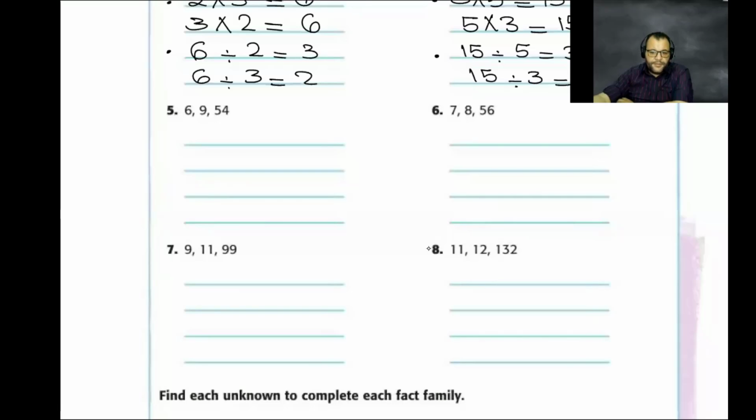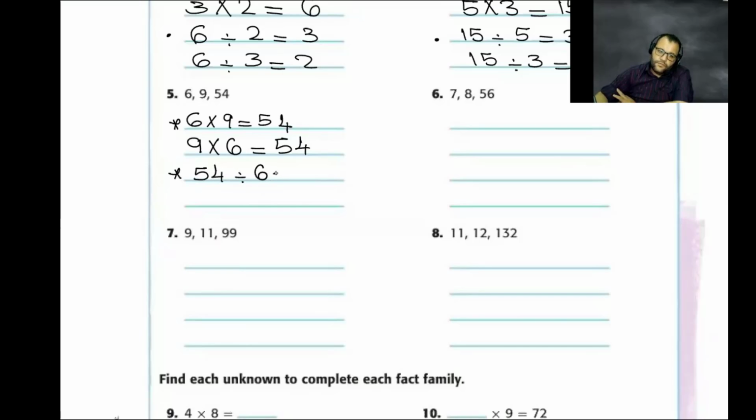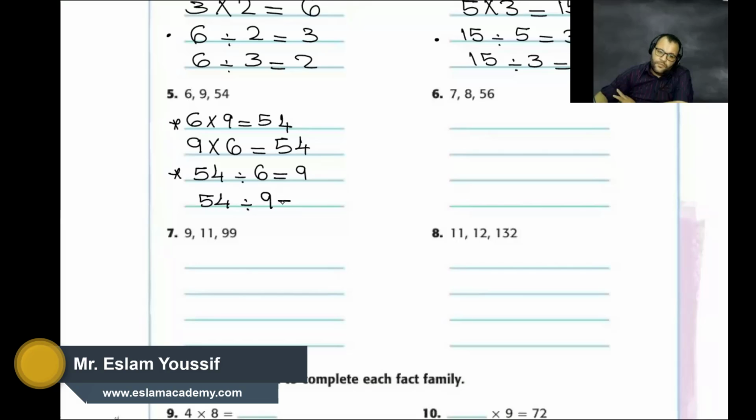So now we need Muhammad Yahya. Okay, we need to solve question number 5. 6 multiplied by 9 equals 54. Yes, 6 times 9 equals 54. And 9 multiplied by 6 equals 54. Yes. 54 divided by 6 equals 9. And 54 divided by 9 equals 6.